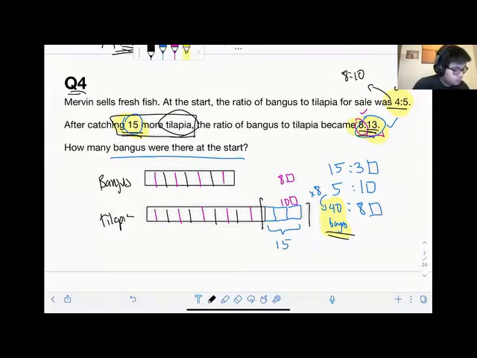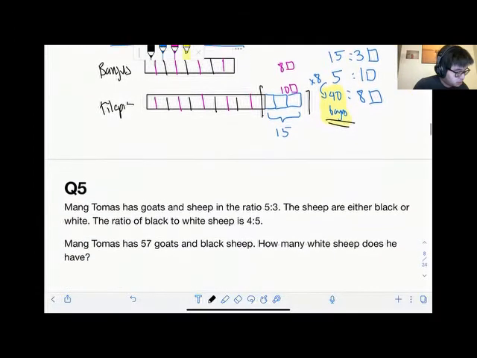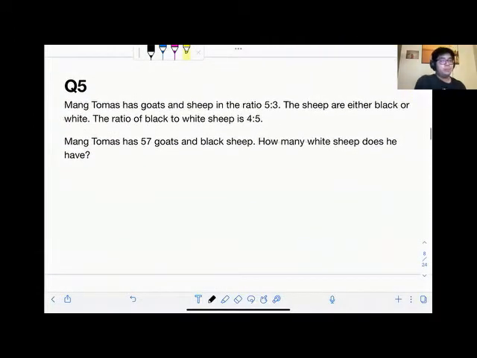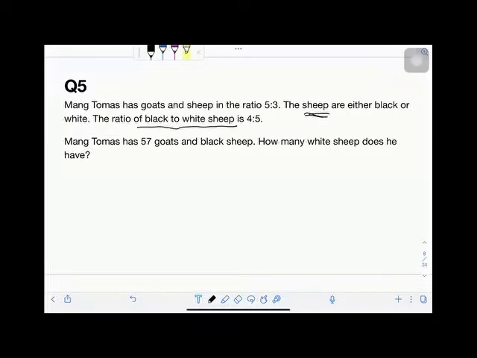Tuloy po tayo sa susunod. Okay. Question 5. Mang Tomas has goats and sheep in the ratio 5:3. The sheep are either black or white. And the ratio of black to white sheep is 4:5. Mang Tomas has 57 goats and black sheep. How many white sheep does he have?